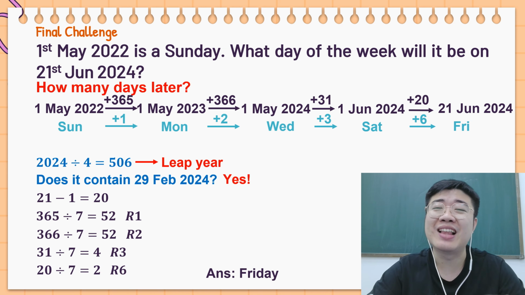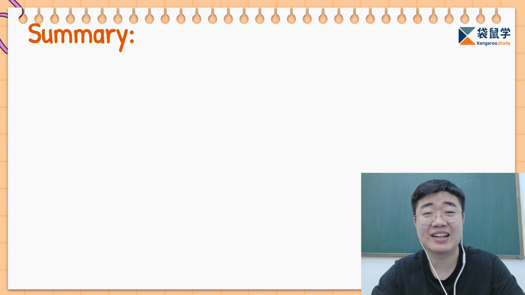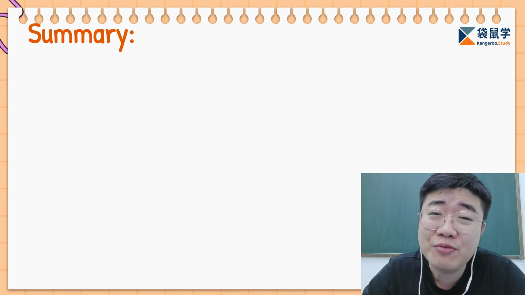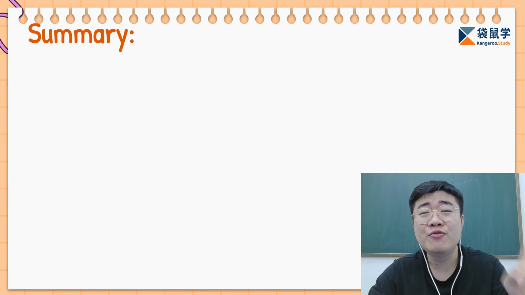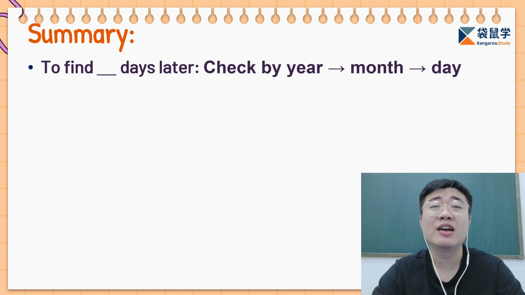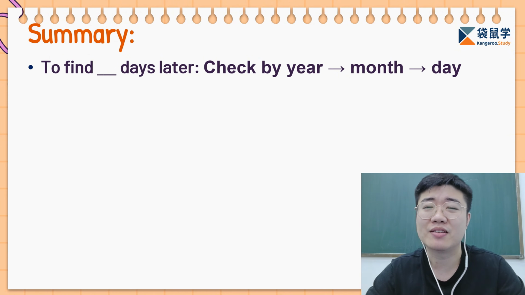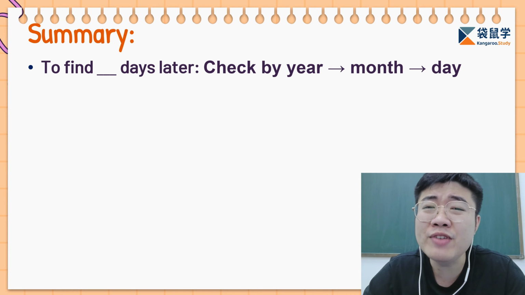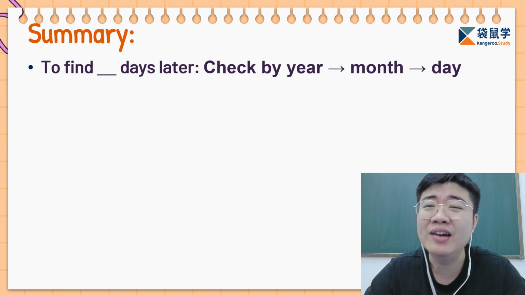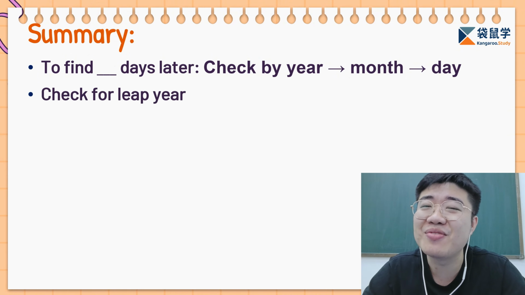So now everyone, let's do the summary for the calendar problems today. In this question, when we want to find how many days later, first we check year by year. Then we check month by month. And lastly, we check day by day. When we are checking the years, we have to take note if it's a normal year or a leap year. So how do we check if it's a leap year?